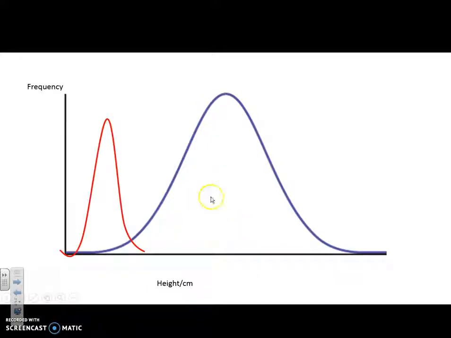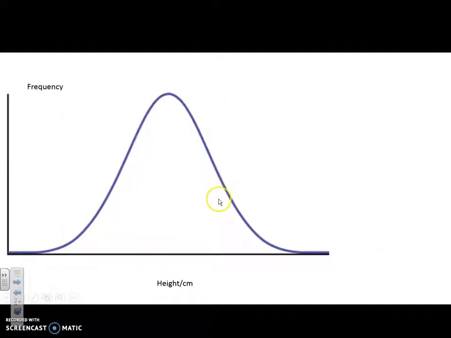So if you have two populations that have a relatively small scatter around the mean, and they look like this, then you can be reasonably sure the mean of class A, for example, and the mean of class B, they are actually genuinely different because they're so far apart that there's not very much overlap and there's not very much scatter in either population.